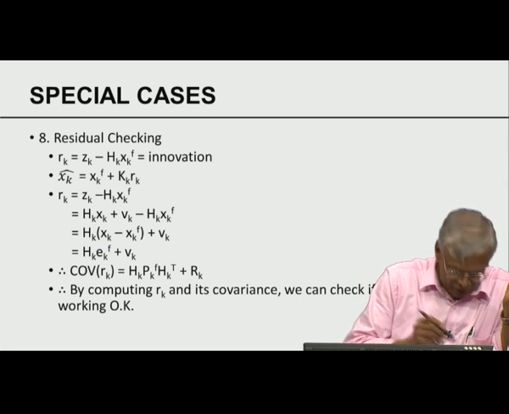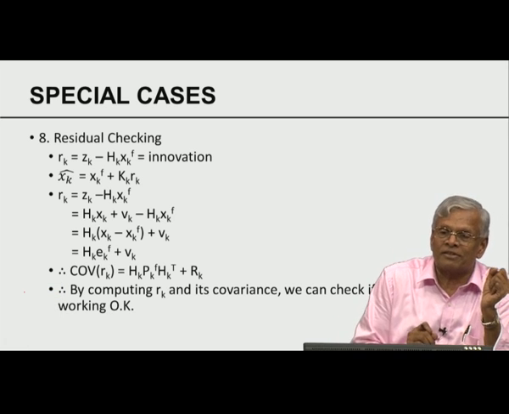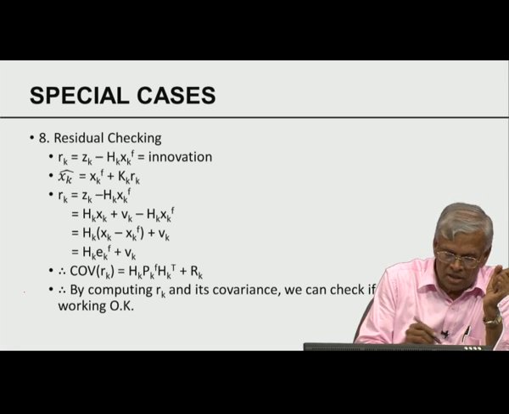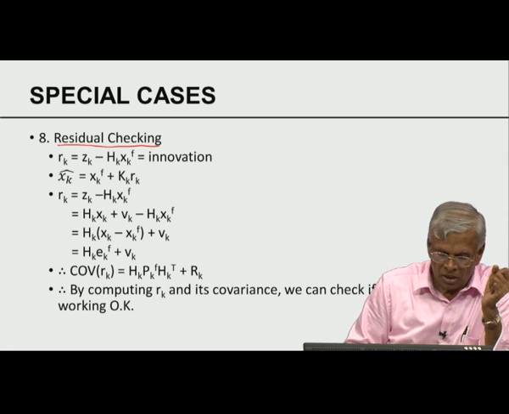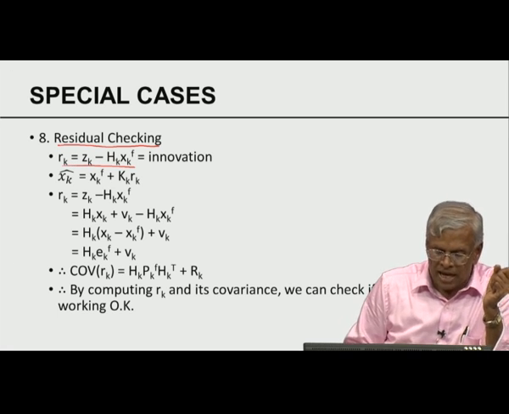The last one is called residual checking. Suppose you have written a filter and you think your program is right, how do you check the correctness of that? That is what is called residual checking. What is the residual? Residual is Zk minus Hk xkf, the innovation.